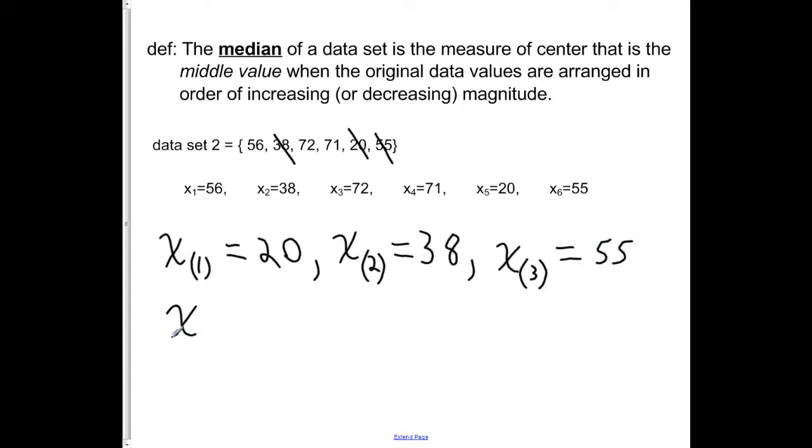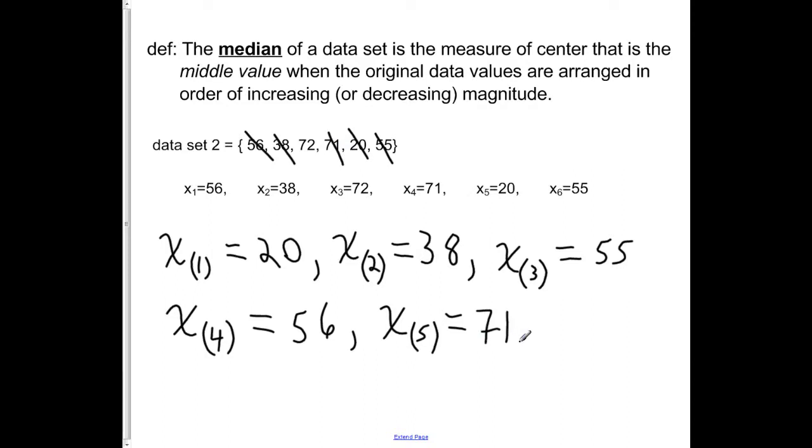x4, the fourth smallest data value. Let's see what x4 is. We had 55, and 56 seems to be x4. x4 is 56. Then we'll have x5, the fifth order statistic. The fifth number in order here would be 71. And the maximum value, x6, is going to be 72. So there I have my order statistics.